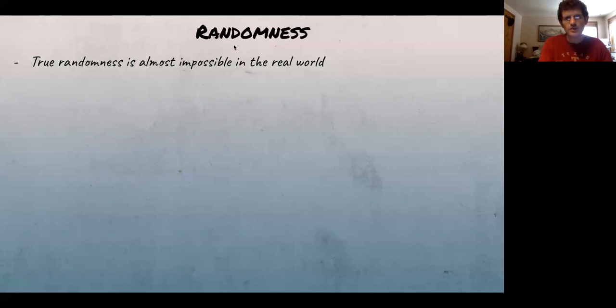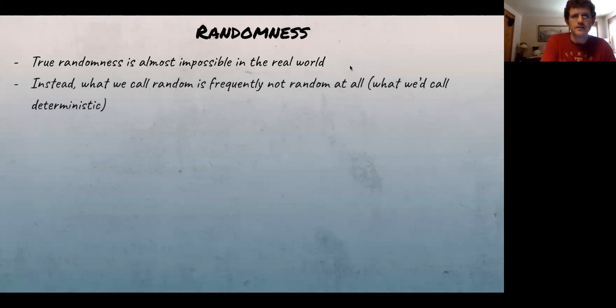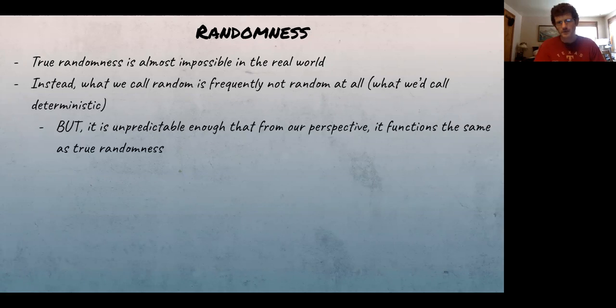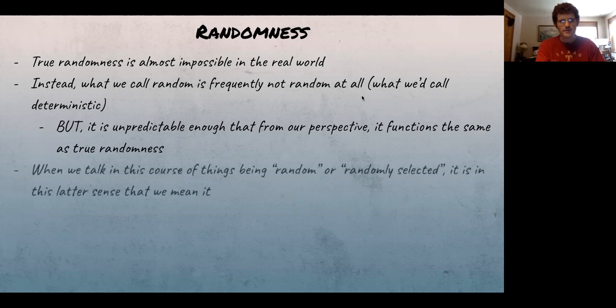Like I said, this whole stuff on randomness is just for fun. I think it's kind of interesting, but your mileage may vary. So what we call random frequently is not random, and it's what we call deterministic, but it's certainly unpredictable enough that it functions the same as true randomness. So when we talk about things being random or randomly selected, it's not truly random, but it's random enough that we don't really know what results we're going to get.